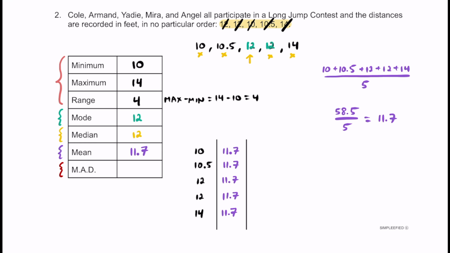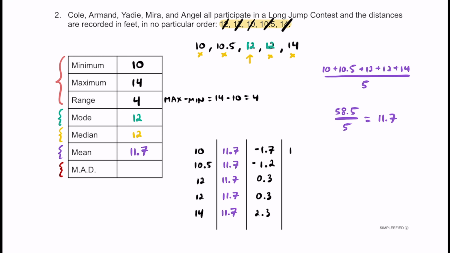This first person was a little under average, so 10 minus 11.7 is going to be negative 1.7, so they're 1.7 feet below average. Next, we have 10.5 minus 11.7. That is going to be negative as well, negative 1.2, so they were a little under average as well. This next person was above average. 12 minus 11.7 is going to be a positive 0.3, so they were a little bit above average. This next person happened to jump the same, so we can just say 0.3 as well. It's positive if it's above average here. And finally, 14 minus 11.7, that's going to be 2.3, so that's going to be the most above average.